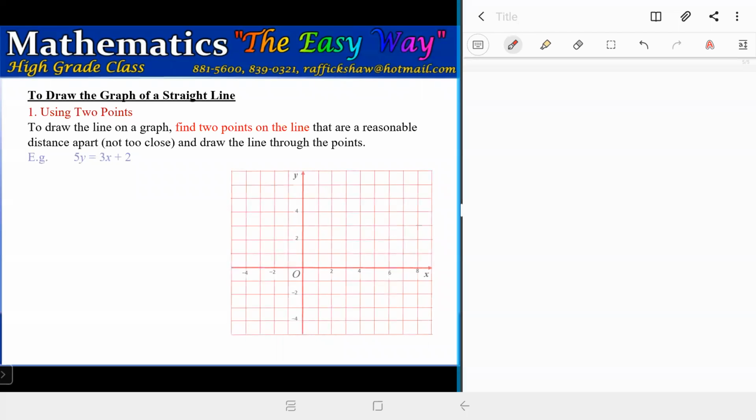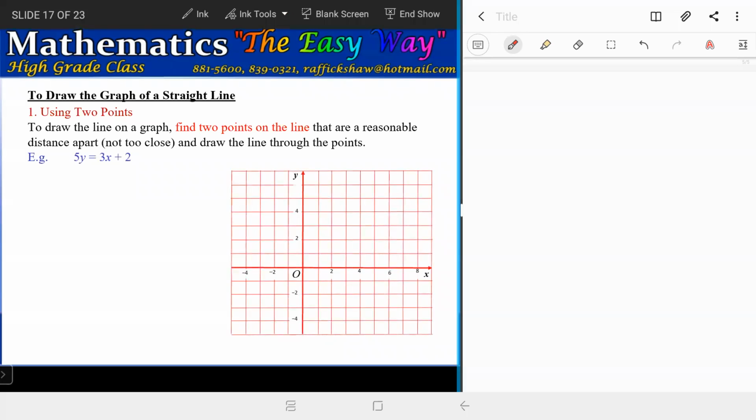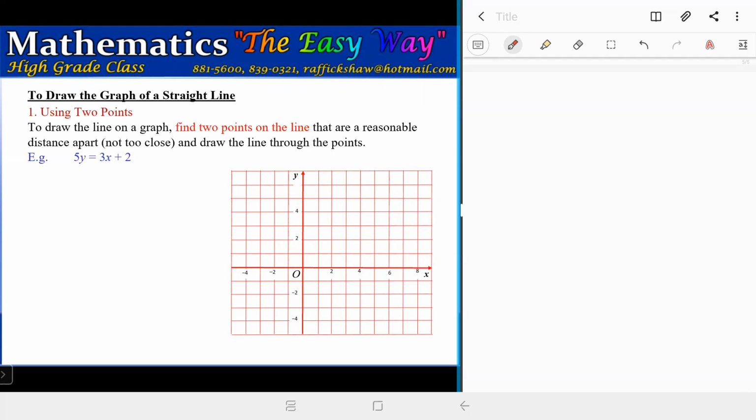So look at this example. Let's say I want to draw the line 5y equals 3x plus 2 on this grid over here. I can find 2 points, and I just choose these 2 points randomly in this example. There's no special reason why I chose them, so let me say that up front. It's any 2 points that you want to use.